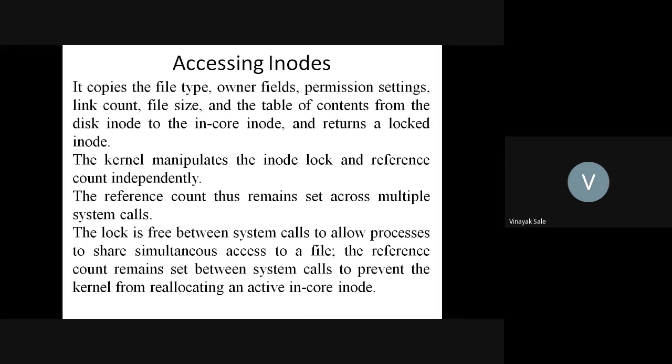So the kernel manipulates the inode lock and reference count independently. Whenever the kernel copies the contents regarding the file, all the properties such as type, owner field, permission, number of link count, size, and the table of contents. So the kernel manipulates the inode lock and reference count independently.